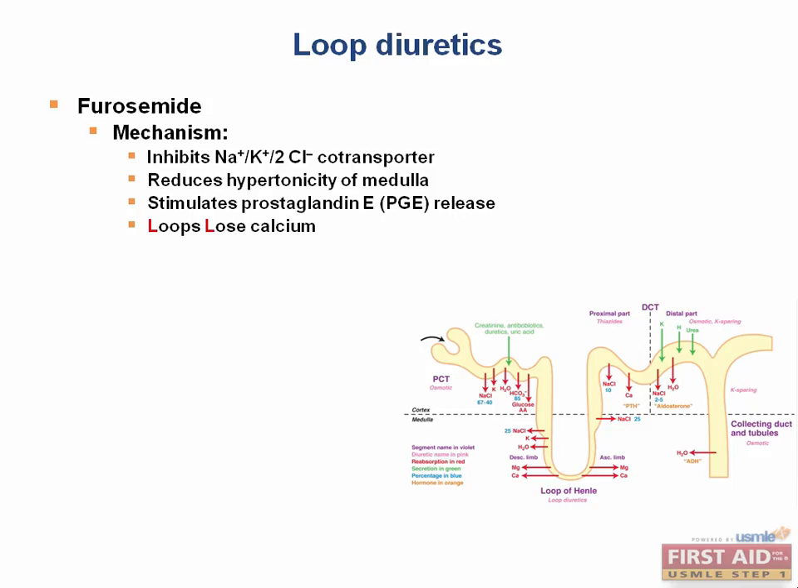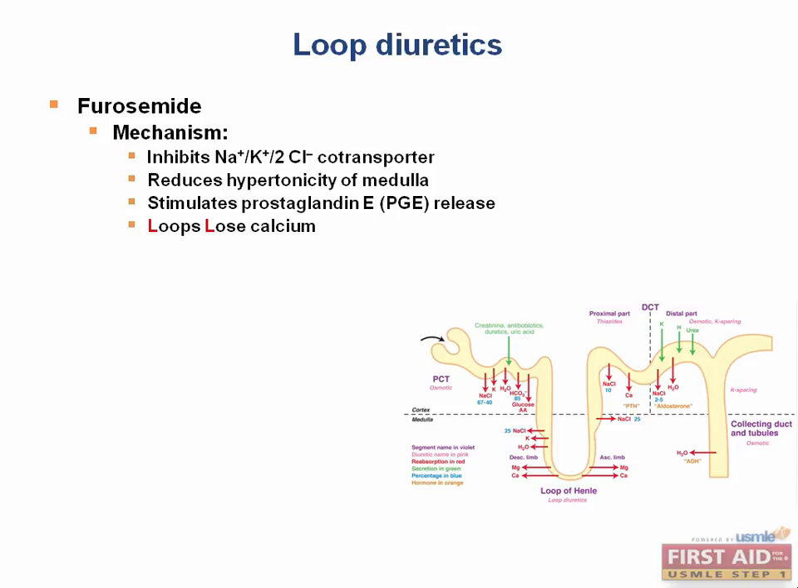The next drug, furosemide, is in the class of loop diuretics and is very important in clinical medicine. As we've already talked about, it's a very powerful diuretic that works by blocking the sodium-potassium-2-chloride cotransporter, leading to sodium chloride, potassium, and water loss.